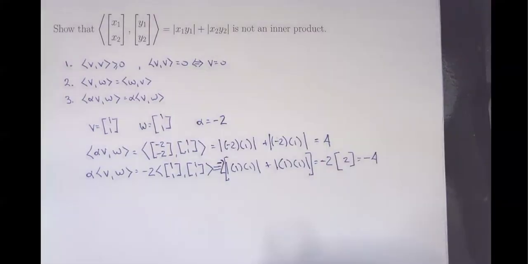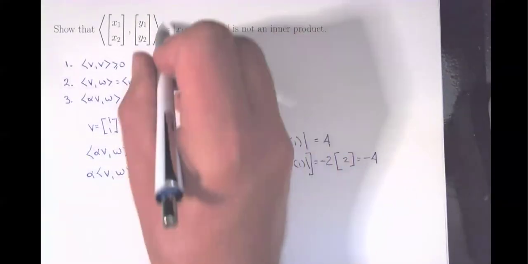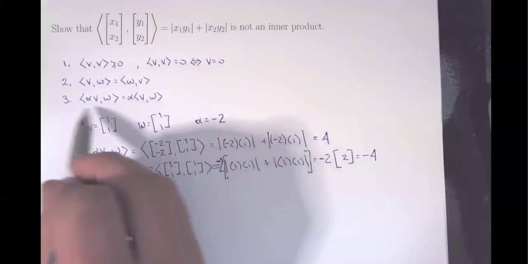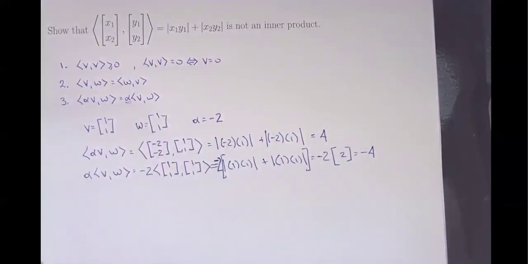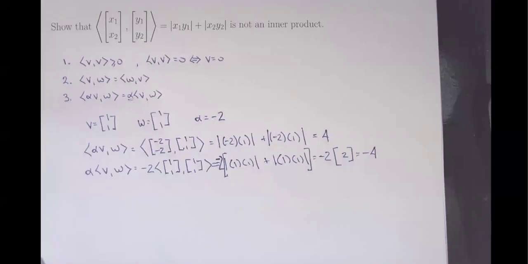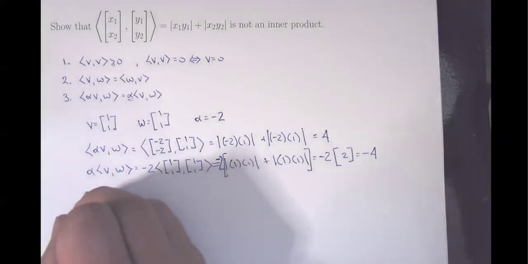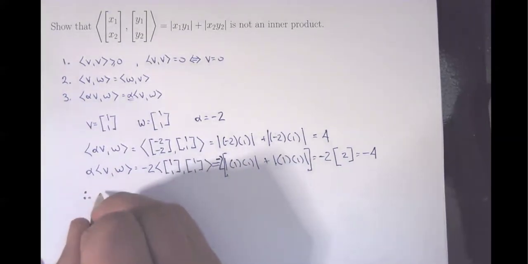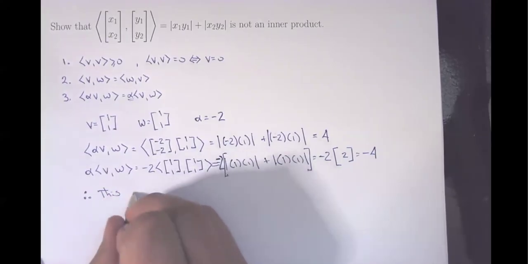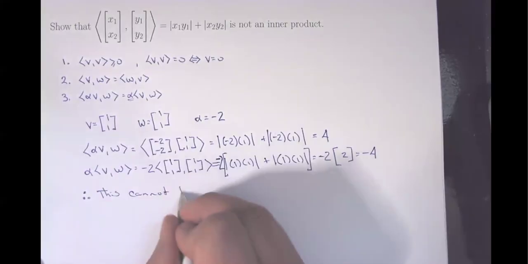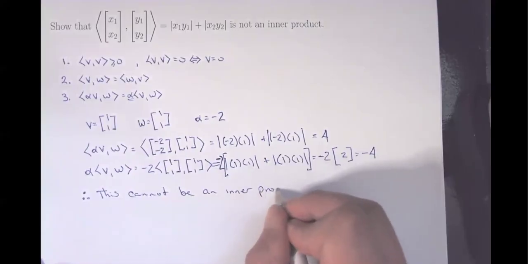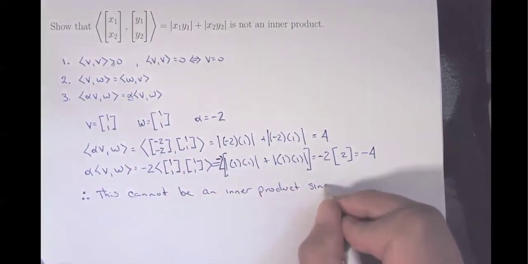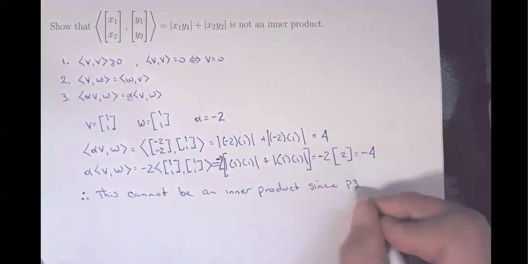So the fact that this right side is always positive makes it difficult for property 3 to be satisfied anytime alpha is negative. And because we found a case where property 3 doesn't hold, this cannot be an inner product, since property 3 isn't satisfied.